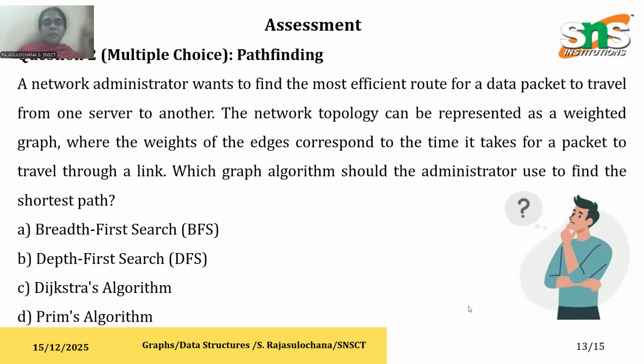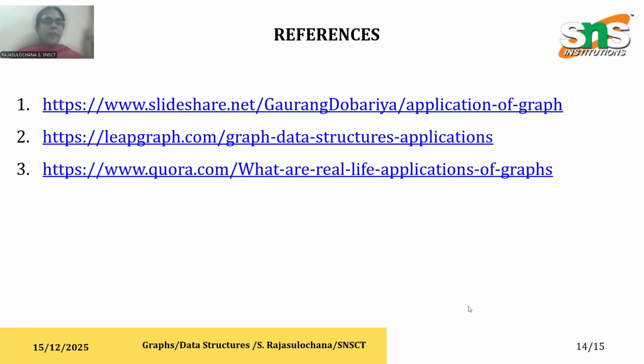Let me read out the assignment before winding up this lecture. A network administrator wants to find the most efficient route to send a data packet from one server to another. Here the network topology is represented as a weighted graph, where the weights represent the time taken for a packet to travel through the given link. Of the four algorithms that are listed here, breadth first search, depth first search, Dijkstra's and Prim's algorithm, which one will the administrator use to find the shortest path? It is for you to discuss and identify the answer.